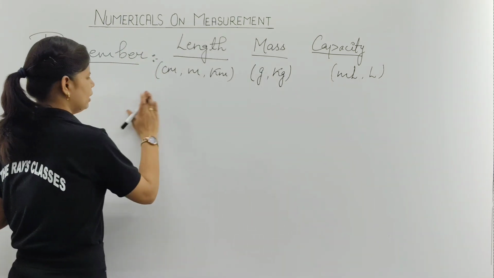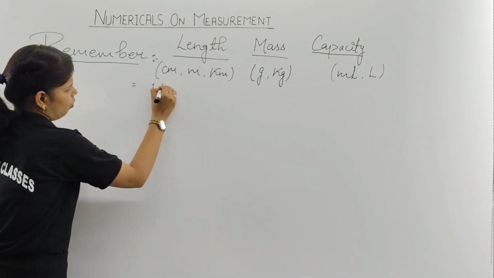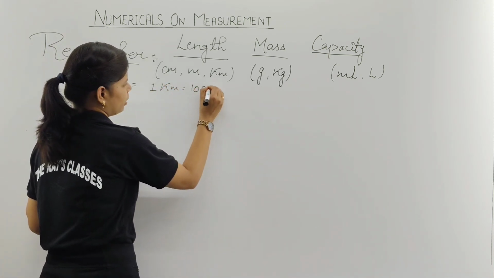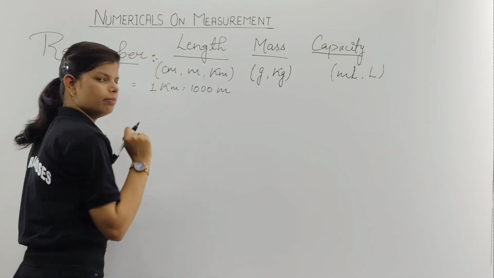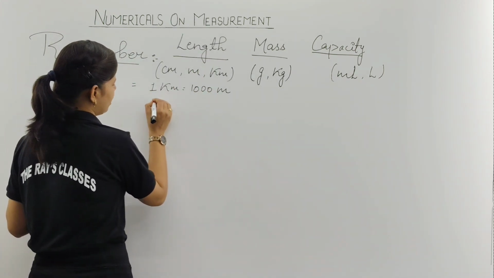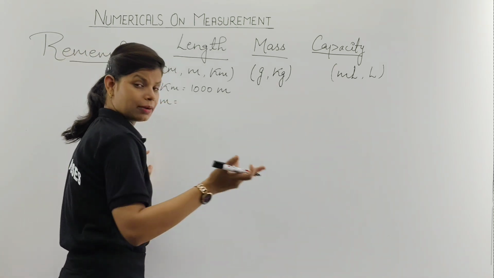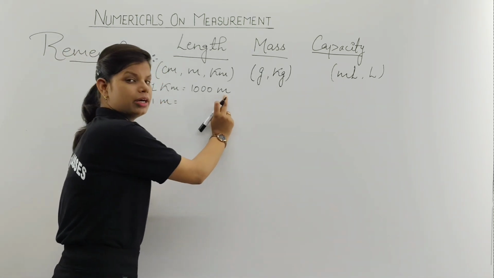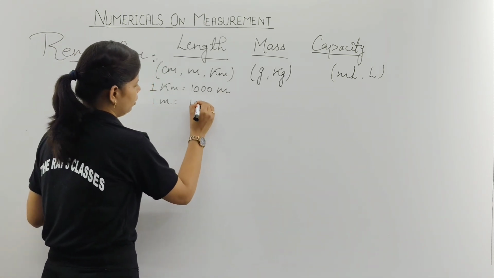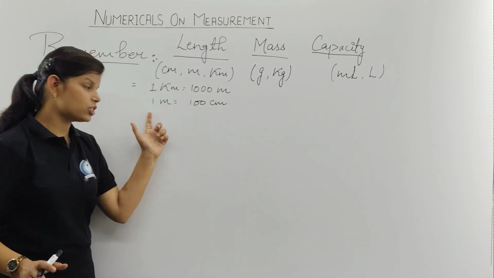Second, one more thing you have to remember: if somebody asks you 1 kilometer equals how many meters, then you have to write 1 kilometer equals 1000 meters. Next, when somebody asks you 1 meter equals how many centimeters, meter is a little bigger unit and centimeter is smaller than meter, so you are going to say 100 centimeters.